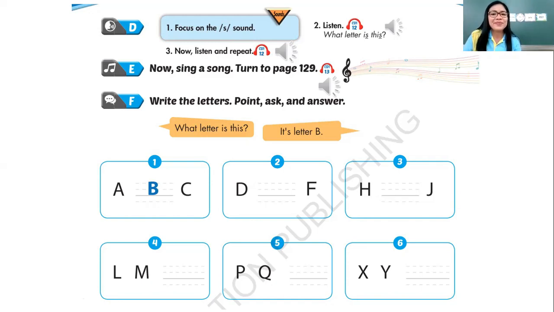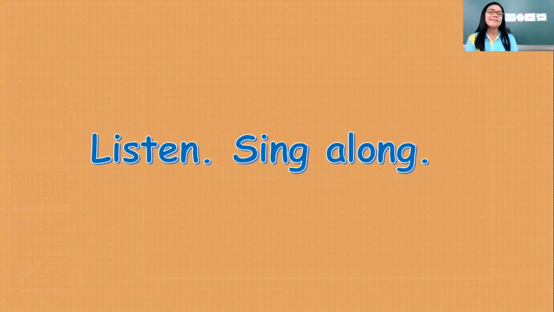Good. Now open your student's book on page 129. Let's sing together. Listen. Sing along.